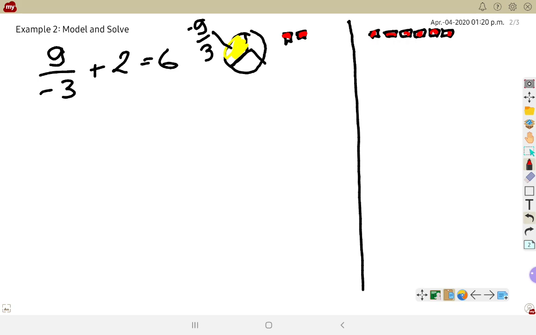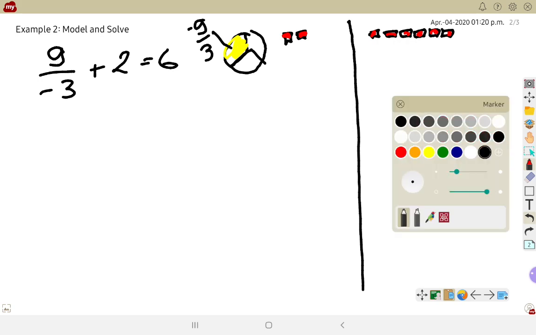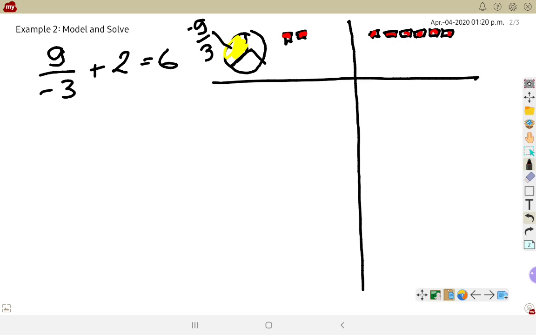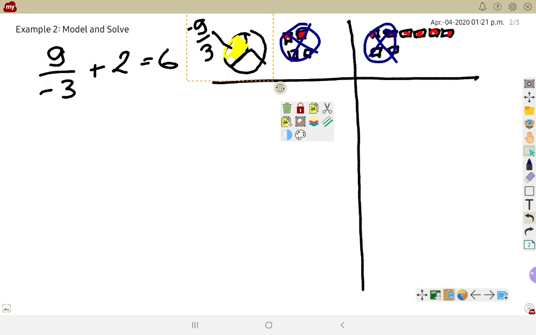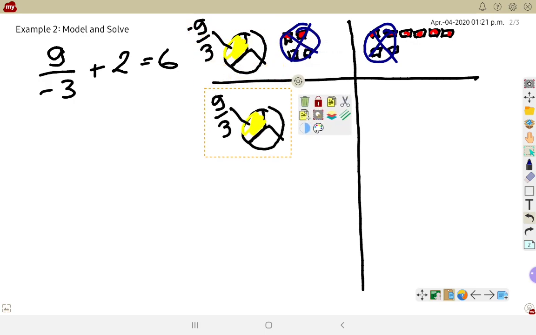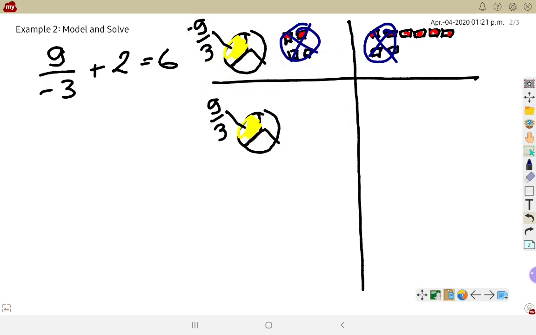Alright, so we've got to get rid of our constant first. The way we get rid of 2 positive 1s is we've got to do 2 negative 1s. So I'm going to do the same thing on the left and right hand side. Gives me some nice 0 pairs. And so I'm left with my g over negative 3 here, and I'm left with my 4 1s on the other side here.